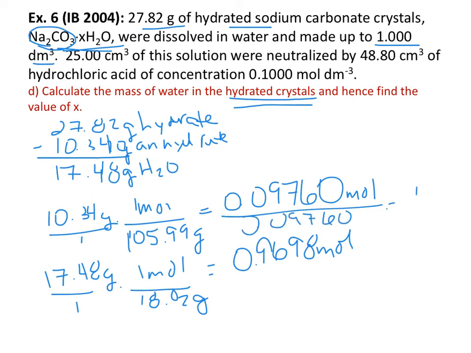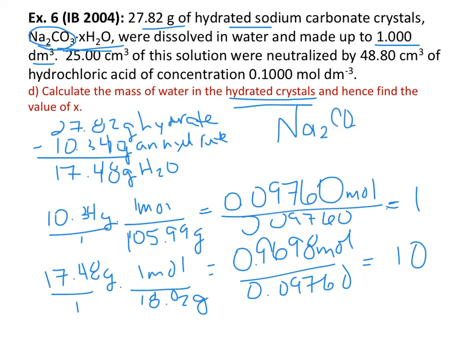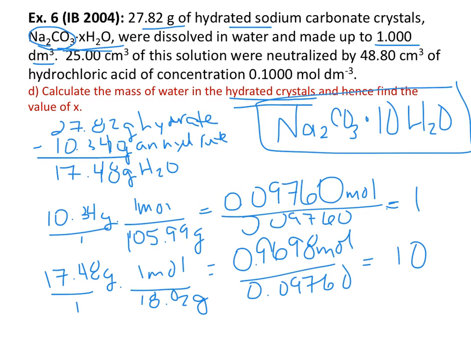0.09760. Something divided by itself is, of course, 1, which is most common, to get 1 anhydrate. And then divide 0.96 by 0.09. And we actually get a multiplier of 10. It's a pretty big hydration number, actually. So then the formula in the end would be Na2CO3 attached to 10 water molecules. So it says find the value of X. You could say that X equals 10. We did it.